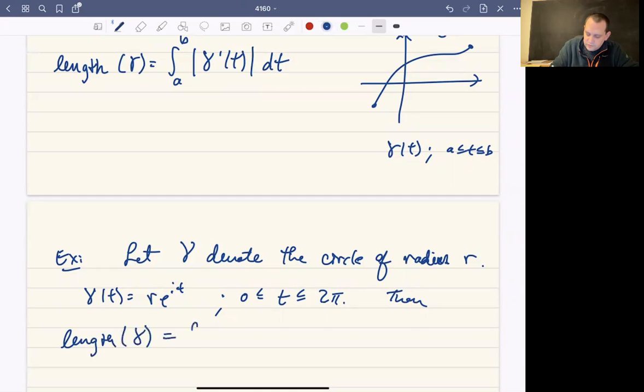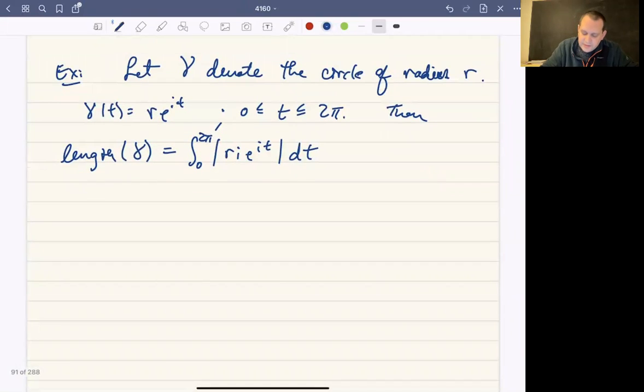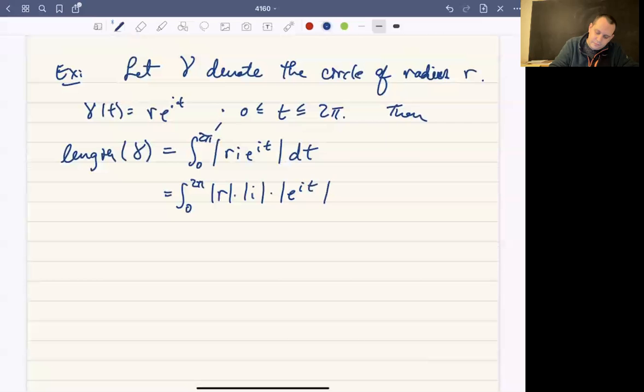is going to be the integral from 0 to 2 pi of the magnitude of gamma prime. So if gamma of t is r e to the it, gamma prime is going to be r i e to the it dt. And let's think about this. This will be the magnitude of r times the magnitude of i times the magnitude of e to the it. And the magnitude of r is just r.